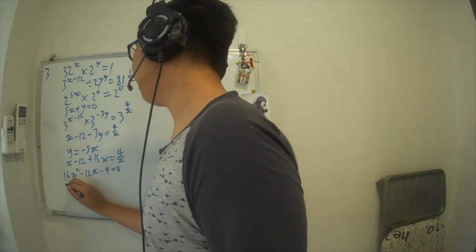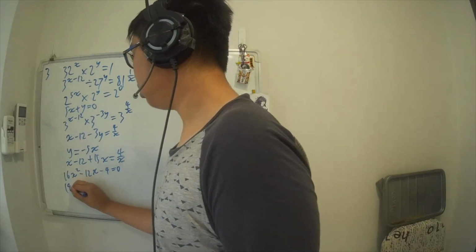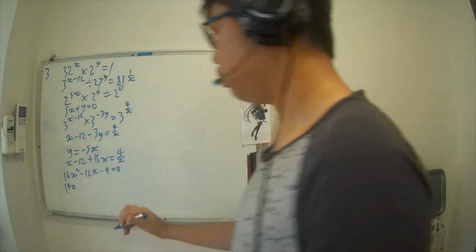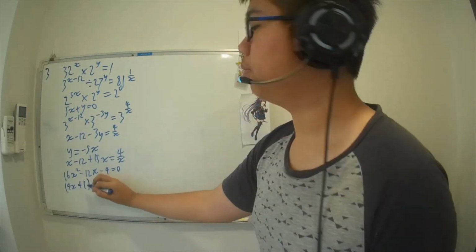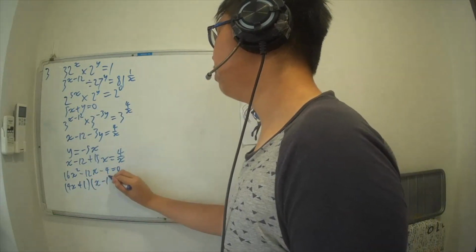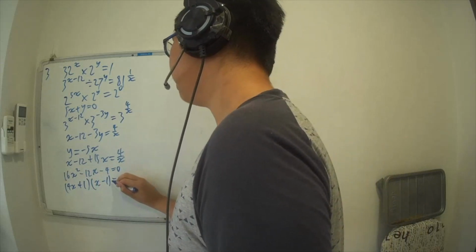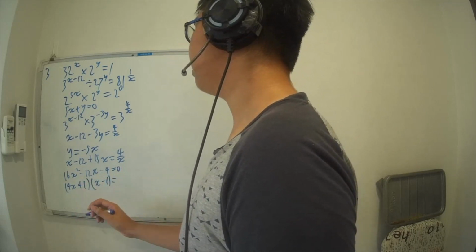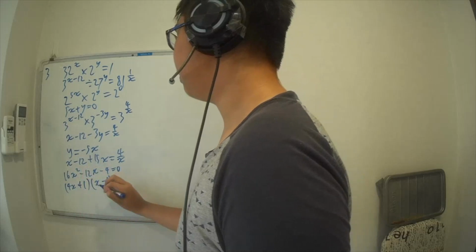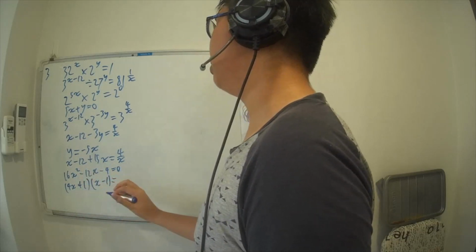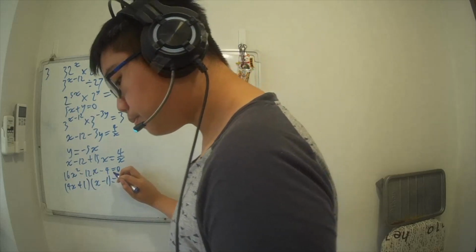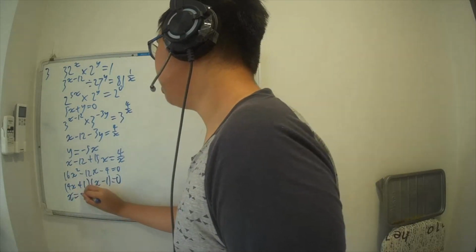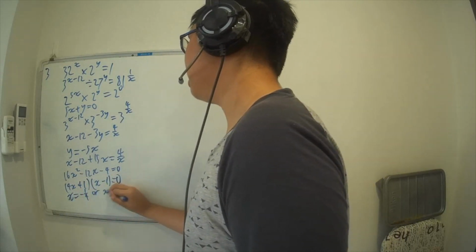Then I will have 4x plus 1 times x minus 1 is equal to, sorry, there should be a 4 somewhere, right? This would be minus 3. No. Okay, is equal to 0, and therefore x is equal to negative quarter or x is equal to 1.